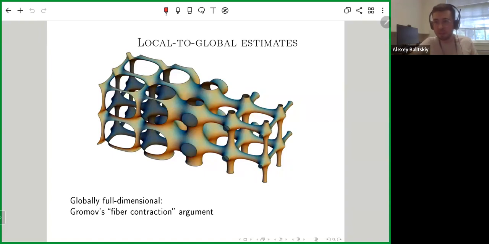But the fact that the width of the whole manifold is actually large is a homological statement which can be proved using a certain homological trick, which goes back to Gromov, which I call fiber contraction argument. But yeah, I won't say much about it.